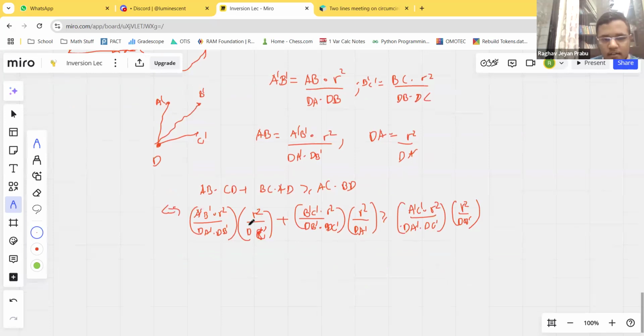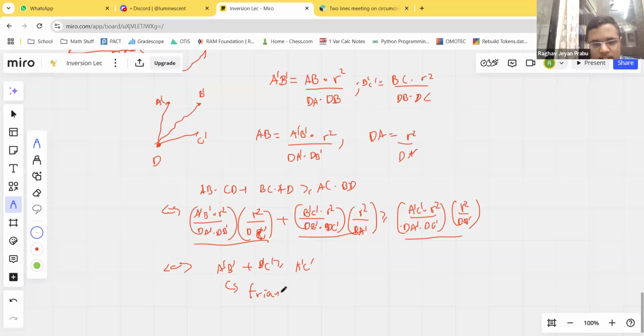Now, if you look at it, all the denominators have dA dash and dB dash and DC dash. So all of this gets cancelled, and R square also gets cancelled. So this just reduces to a nice inequality: A dash B dash plus B dash C dash is greater than or equal to A dash C dash. However, this is just the triangle inequality, as I believe Ronit had mentioned before. I hope I'm pronouncing your name correctly.